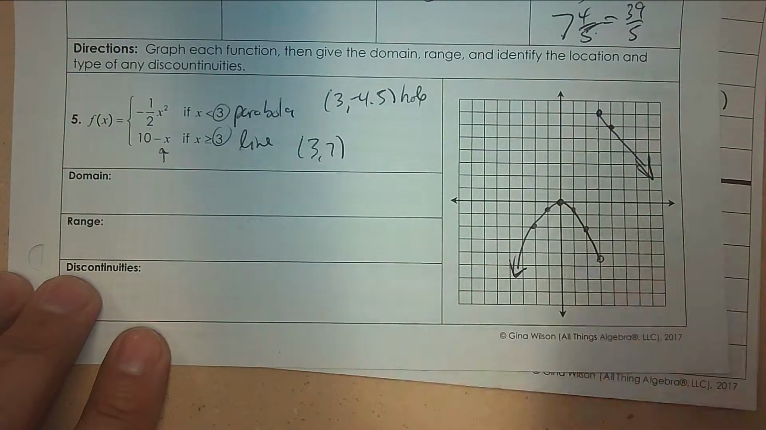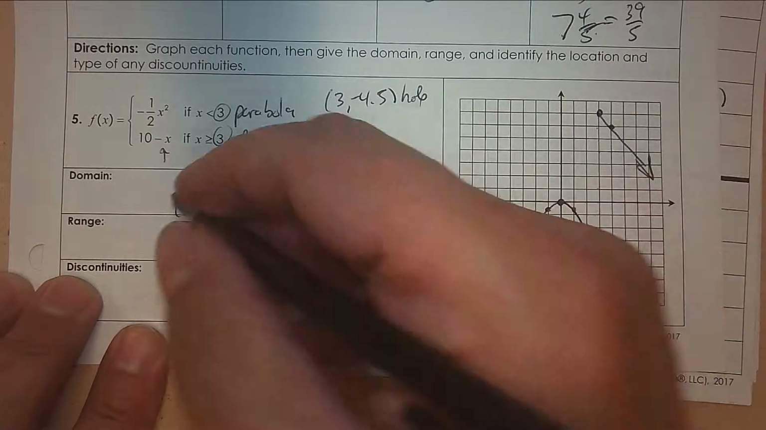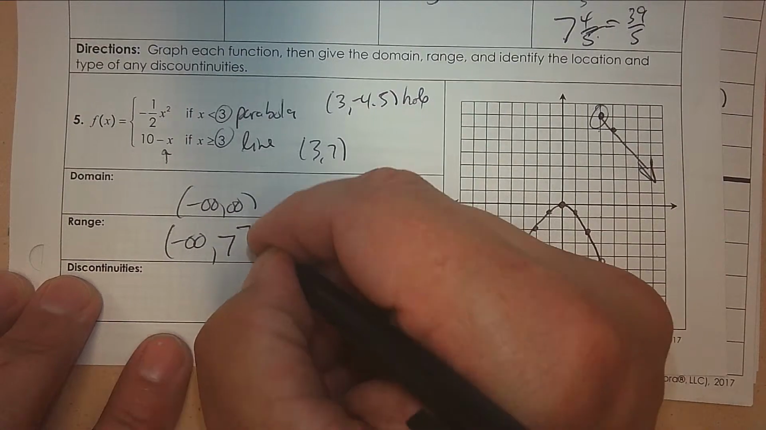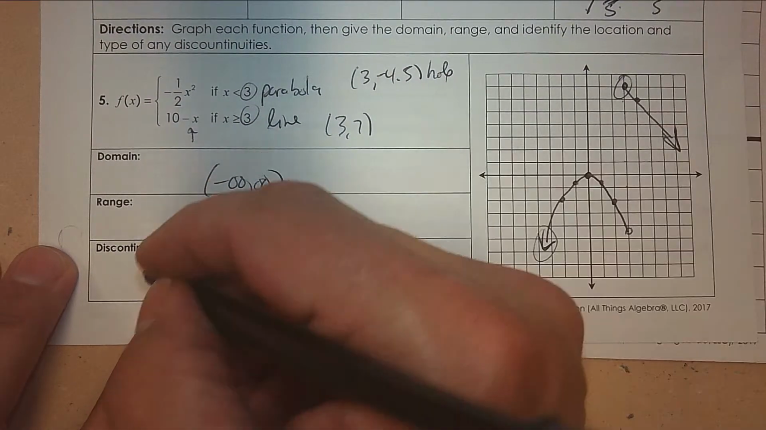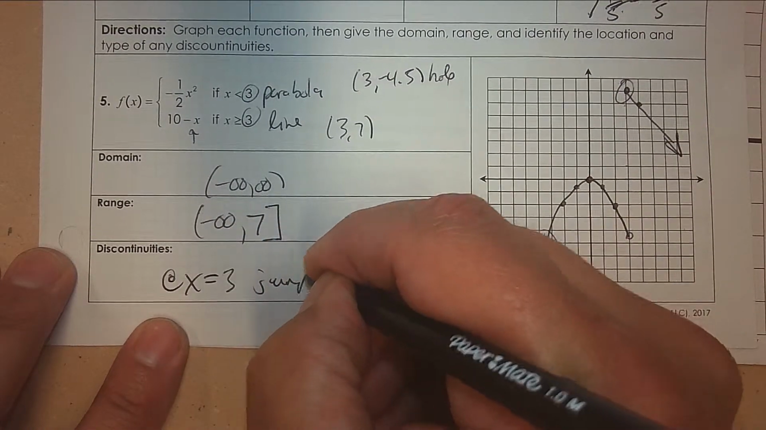So the domain is all real numbers. The range, the bottom of it's -infinity, but the top is up here at 7, and it's included. Is there any discontinuities? Well, there's a jump. So at x equals 3, you can see a jump in the graph.